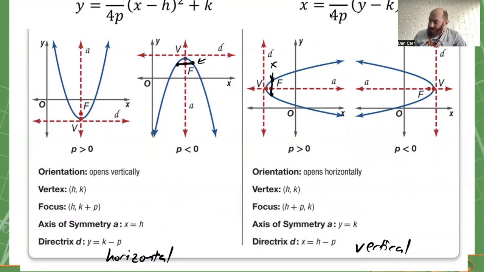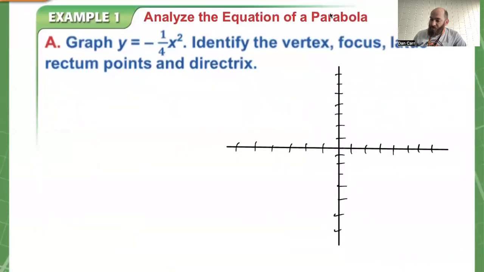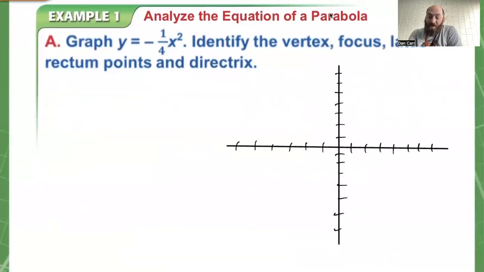All right. So I've got two examples to go over. Let's look at negative 1/4 x squared. So we want to graph that.